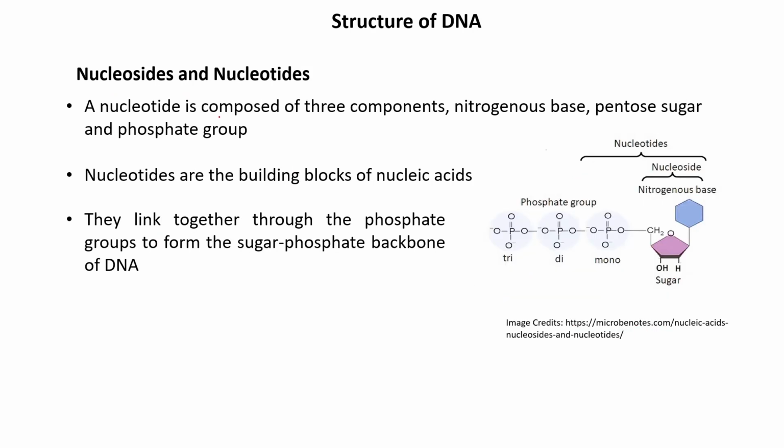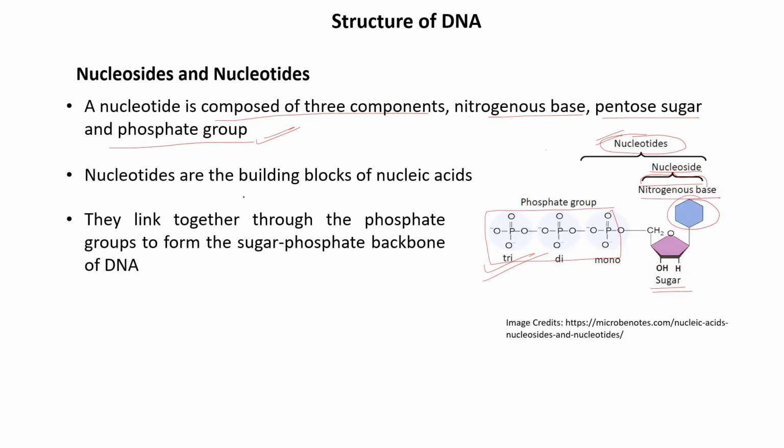A nucleotide is composed of three components: nitrogenous base, pentose sugar and phosphate group, right? So this is very, very important. Here you can see this is the pentose sugar. This is the nitrogenous base. So this particular structure is called a nucleoside. And when the phosphate group is attached to this nucleoside, then it is called a nucleotide.